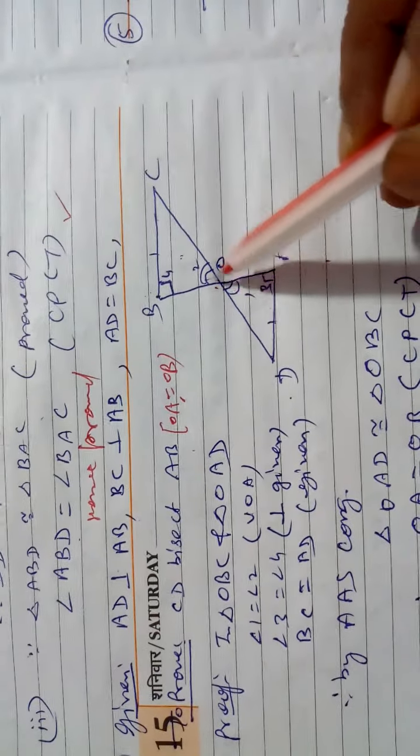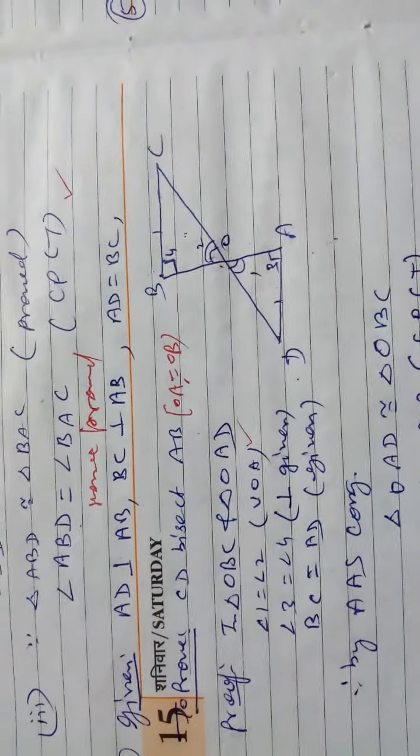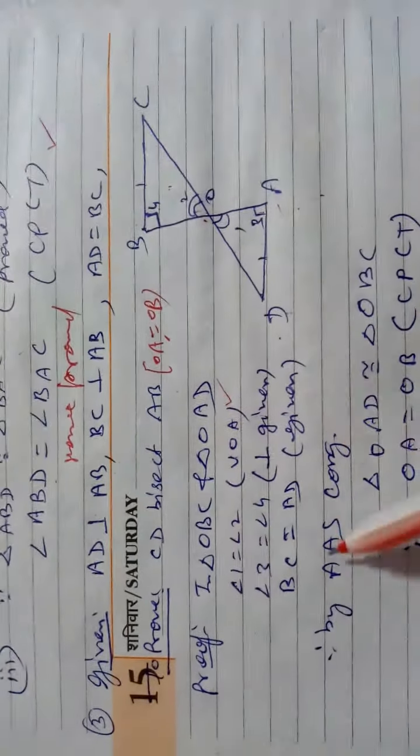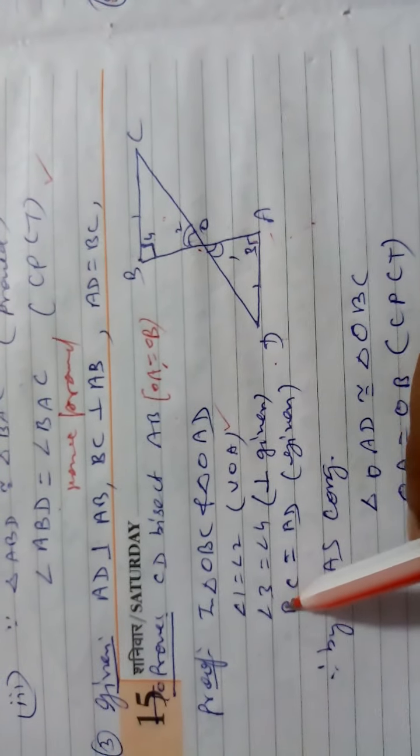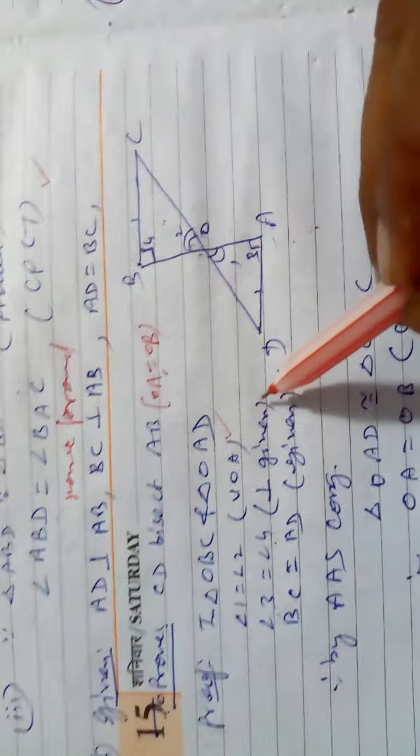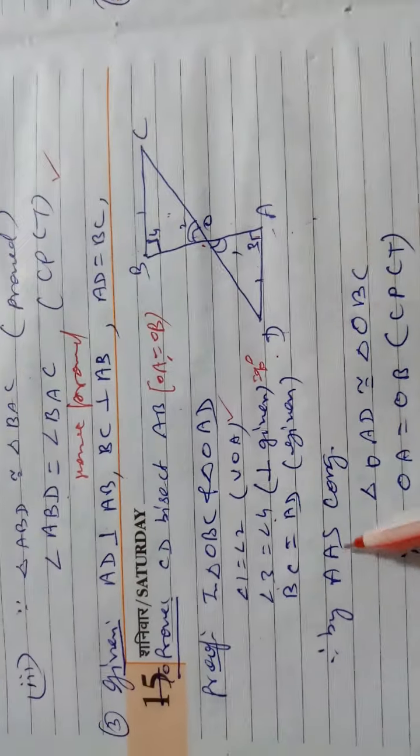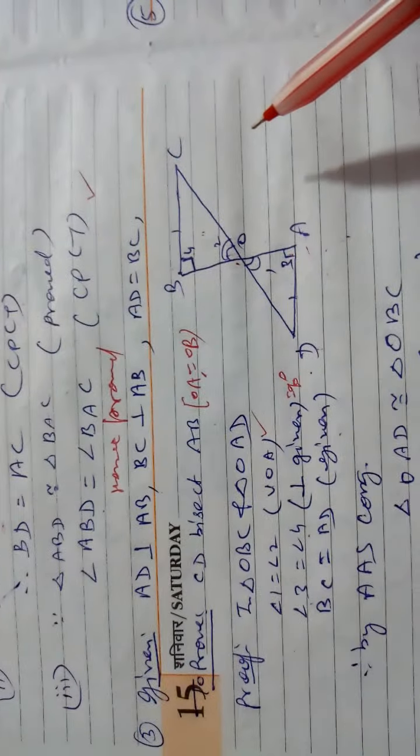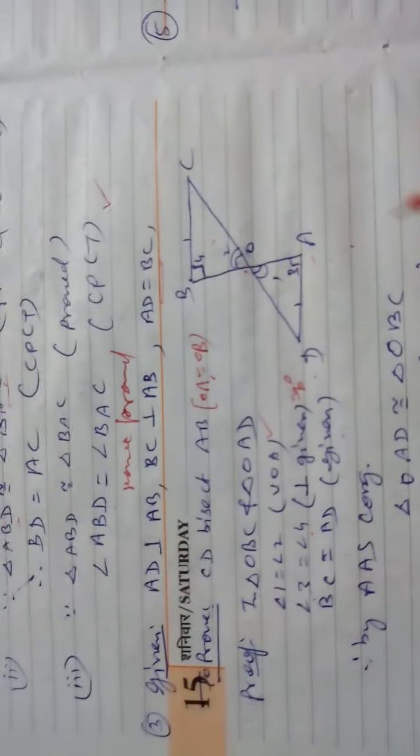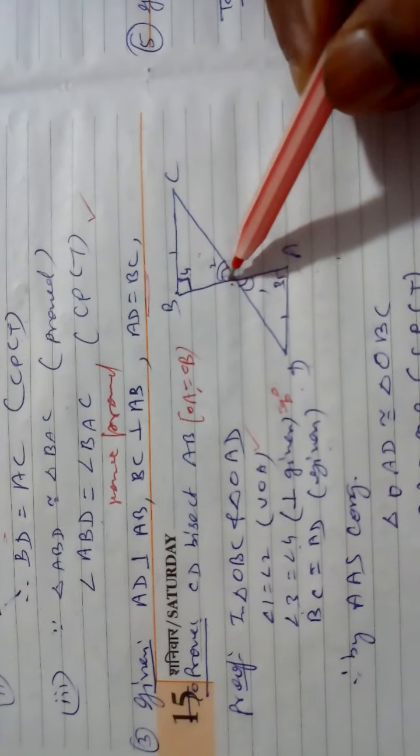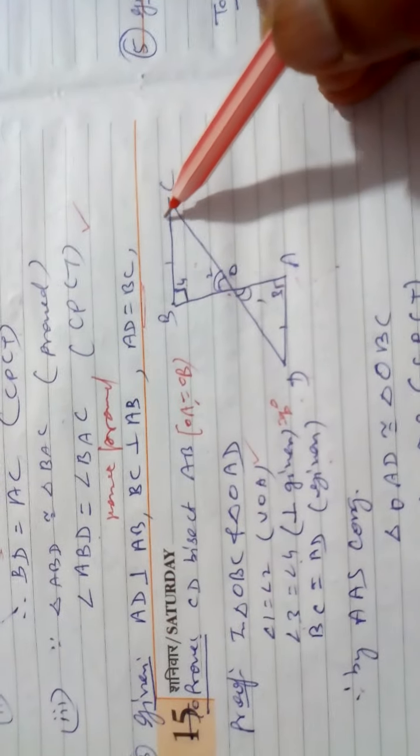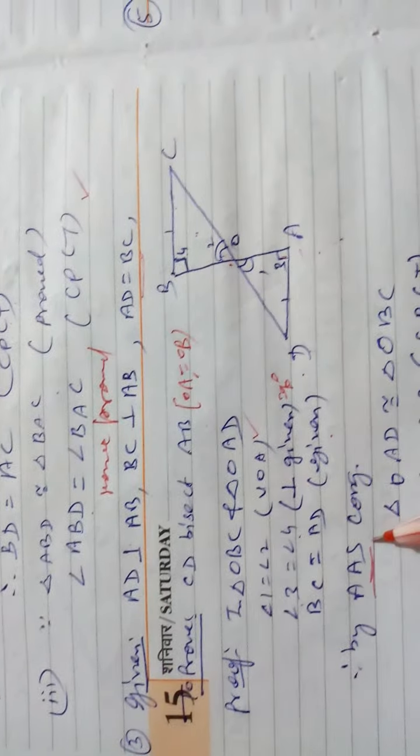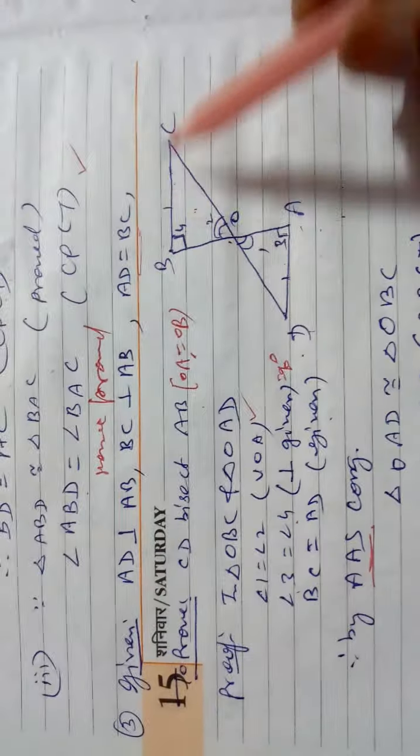Angle 1 equal to angle 2, vertically opposite angles. Angle 3 equal to angle 4 because DA and CB are perpendicular. Angle 3 equal to angle 4, perpendicular given, equal to 90 degrees. BC is equal to AD, given, equal perpendiculars. So by two angles and a side that is separate, it is called AAS congruency. Triangle OAD congruent to triangle OBC.